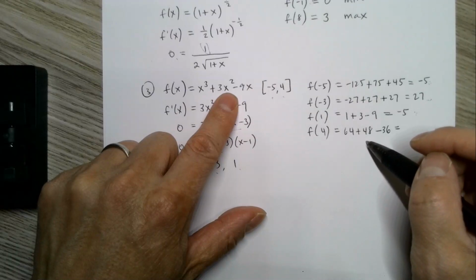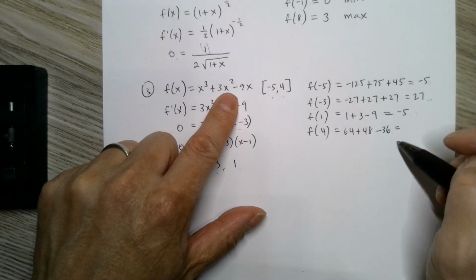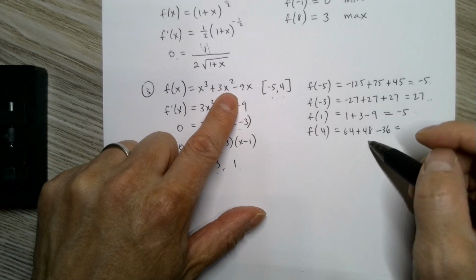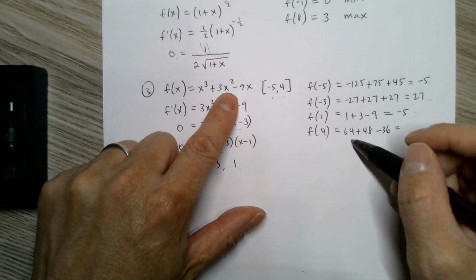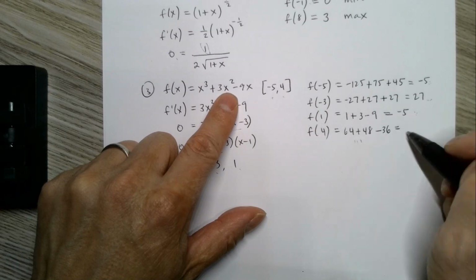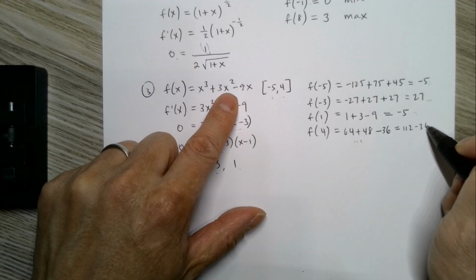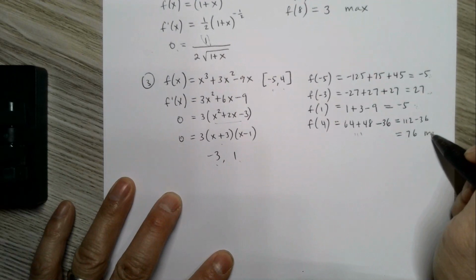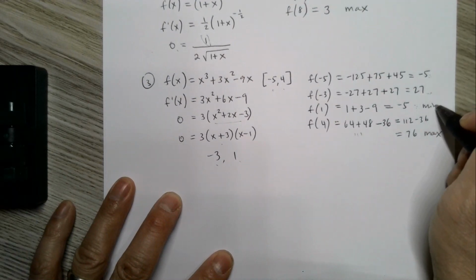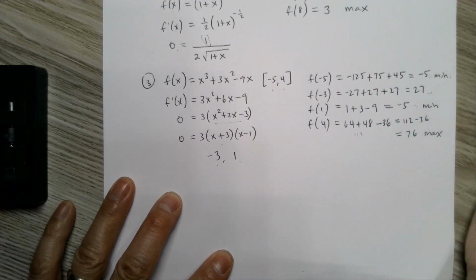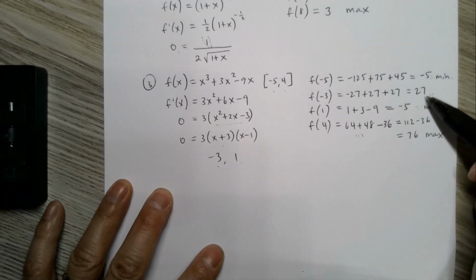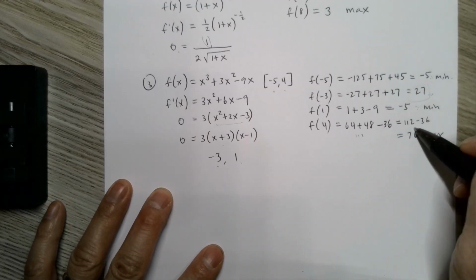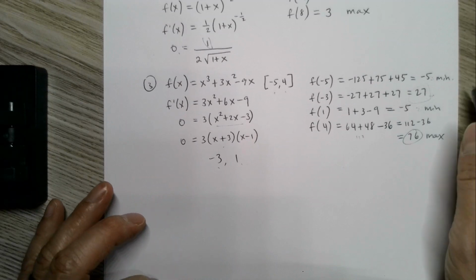Doesn't look like I'm going to get a new min here. So this is 112 minus 36, 76. So that's my max. This is my max. Min, min. And that'll probably be a local max, but this is my absolute max right there.